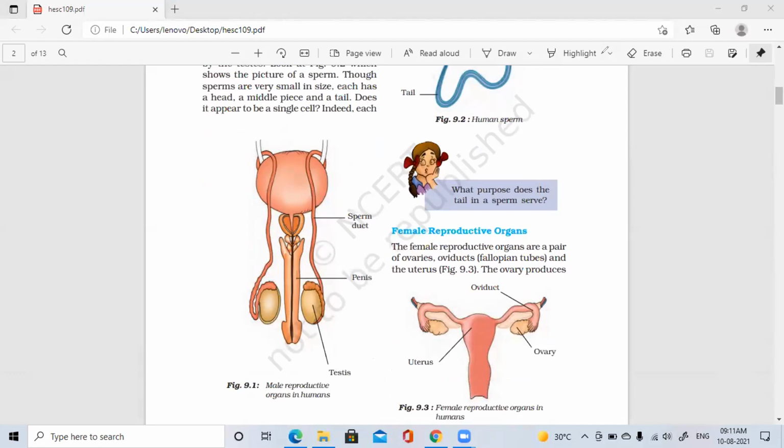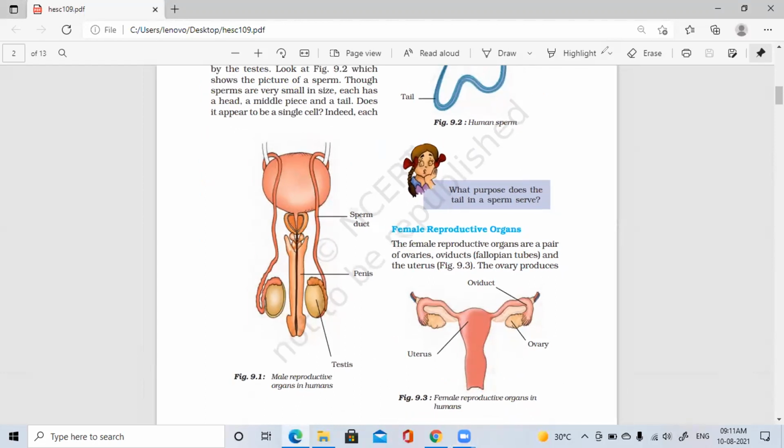a pair of testes, two sperm ducts, right? That is testis, sperm duct, you can see, right? Urethra, that is storage, and penis.